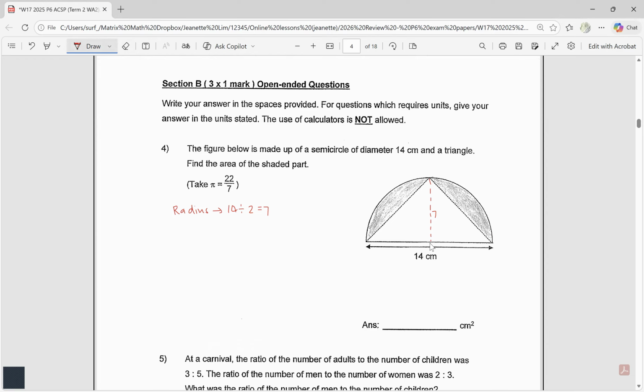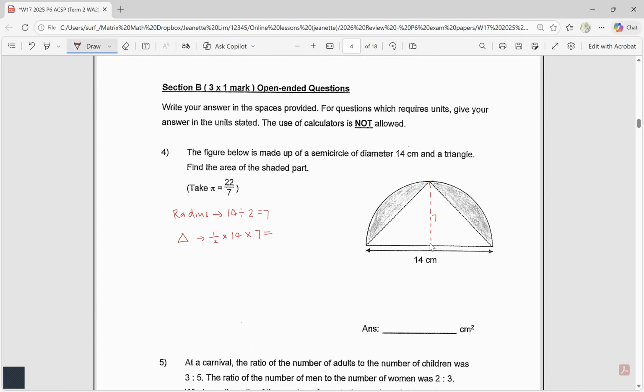Radius 7 cm. If you want to find the triangle, half times base times height, which is 49. Then the semicircle. It's half of a circle, so half times pi, which is 22 over 7, times radius.